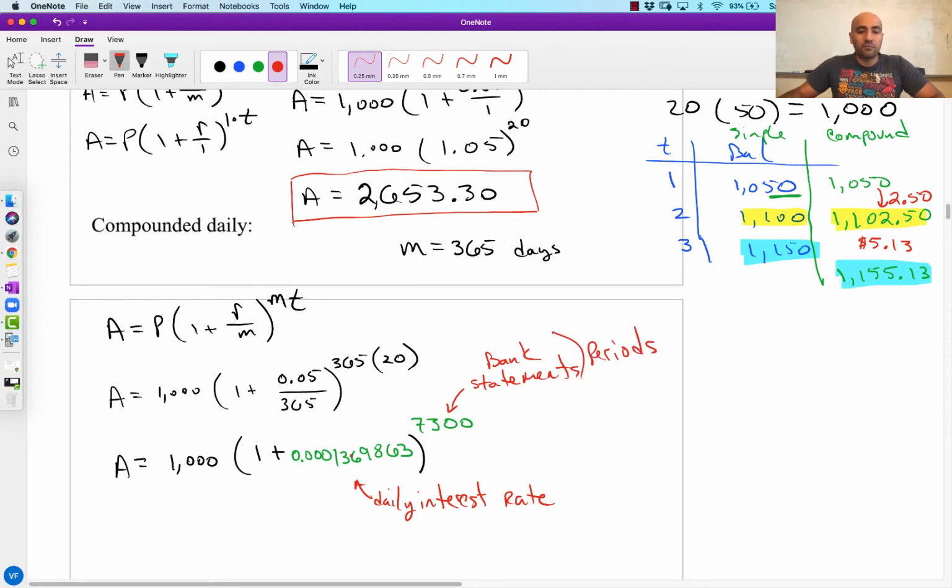And they match, right? This is every day. There are 7,300 days in 20 years, and we're figuring out the daily interest rate. So these two things have to match. That's what we're going for.